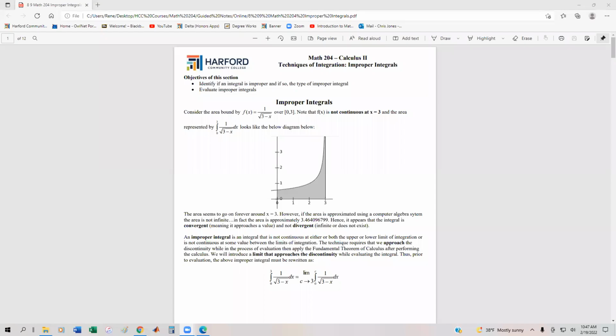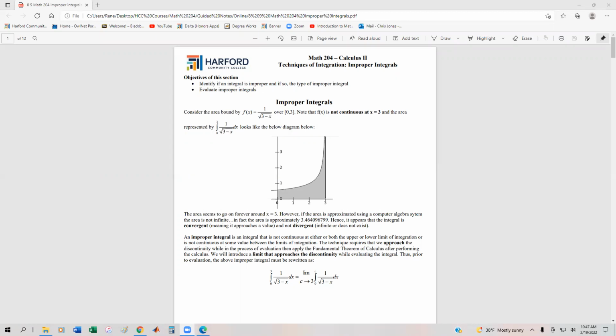This is the last of our techniques of integration, and this one's not as bad as some of the ones we've done in the past with respect to trigonometric integrals and integration by parts. Or let me rephrase that, not as tedious, because we are going to use some of those techniques. An improper integral has some sort of discontinuity in it. We're going to go through and try to evaluate these. Some of them will be able to be evaluated, some of them won't.